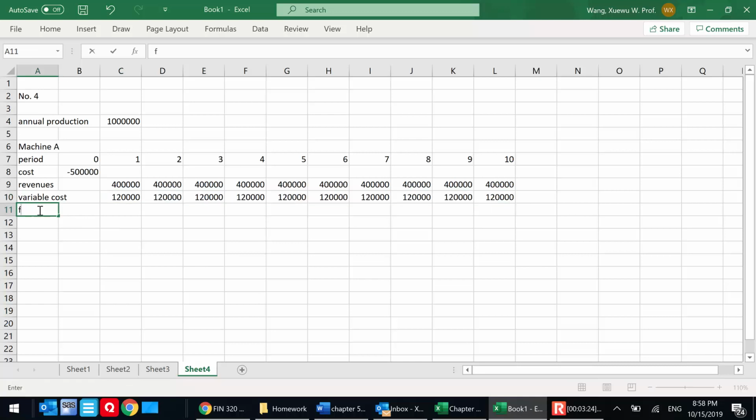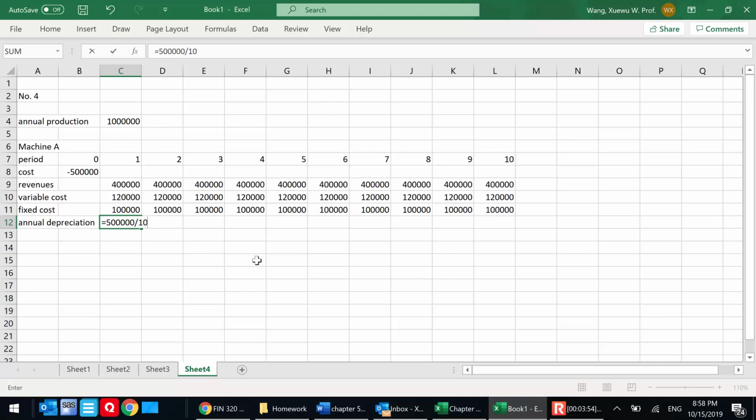And let's look at the fixed cost. The fixed cost is fixed. So that's just $100,000. Let me copy this across. And now what else do we need to consider? We need to consider depreciation, because there's tax here. The depreciation is straight line depreciation here. So I'm going to look at machine A cost, 500,000 divided by 10 years. So each year the depreciation is 50,000.